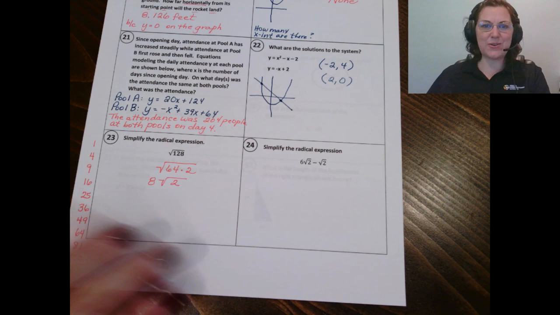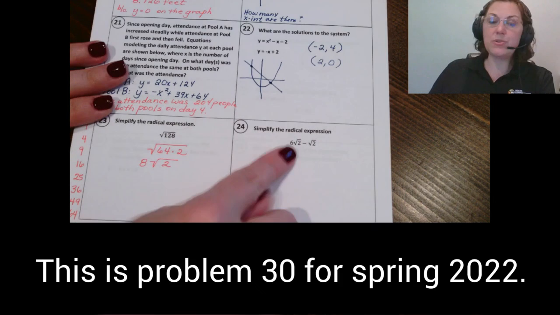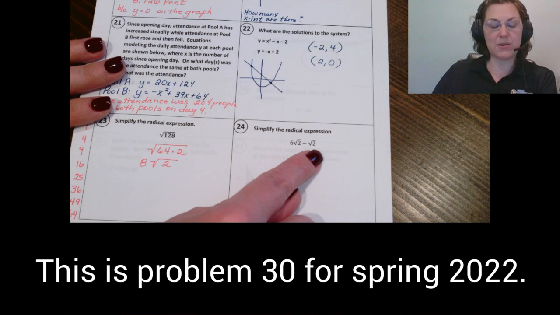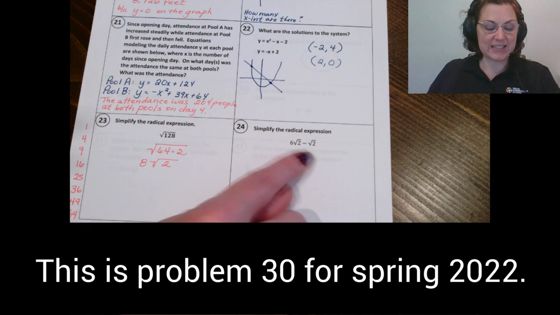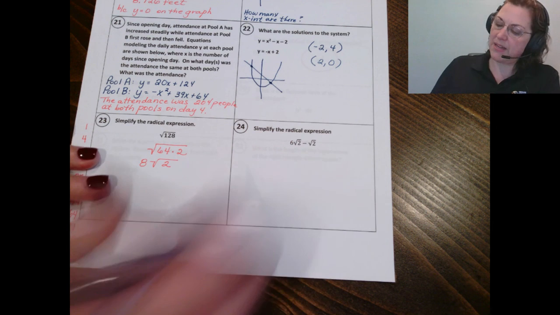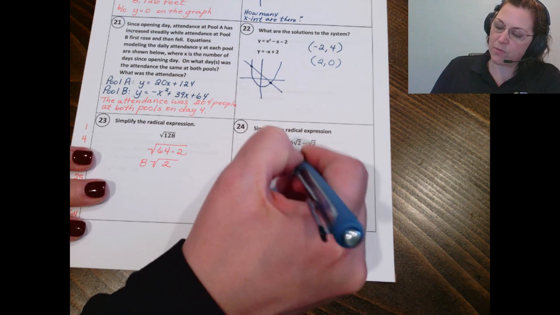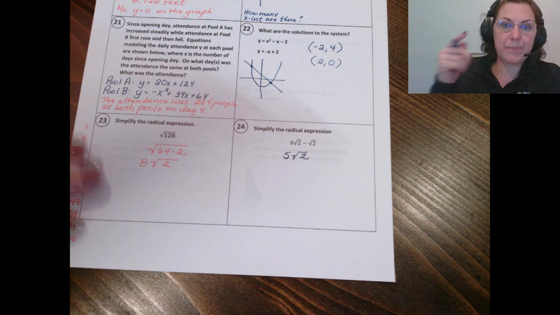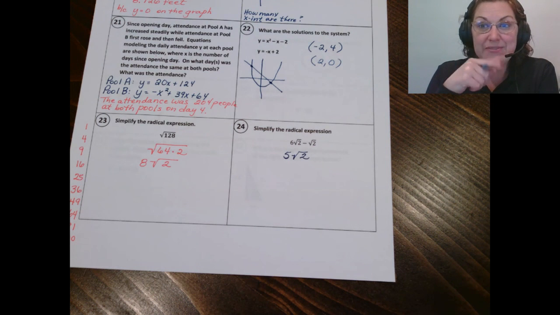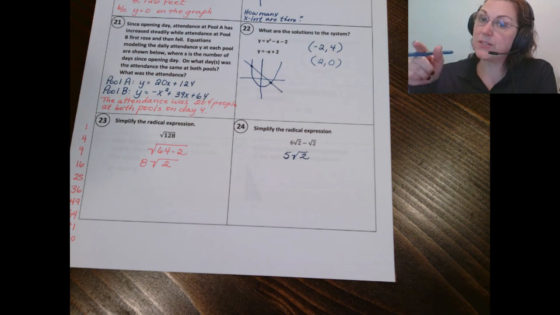We've got one more to go here on this page. So notice I've got 6 square roots of 2 minus 1 square root of 2. Let me say that again. I've got 6 square roots of 2 minus 1 square root of 2. That means I've got 5 square roots of 2. Think about how I did that subtraction there.